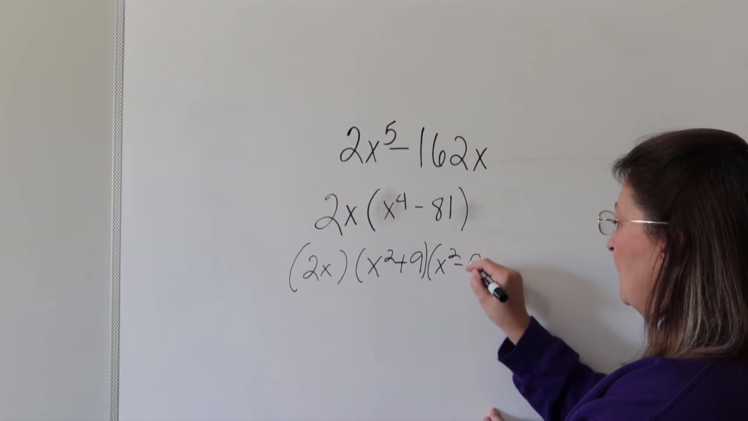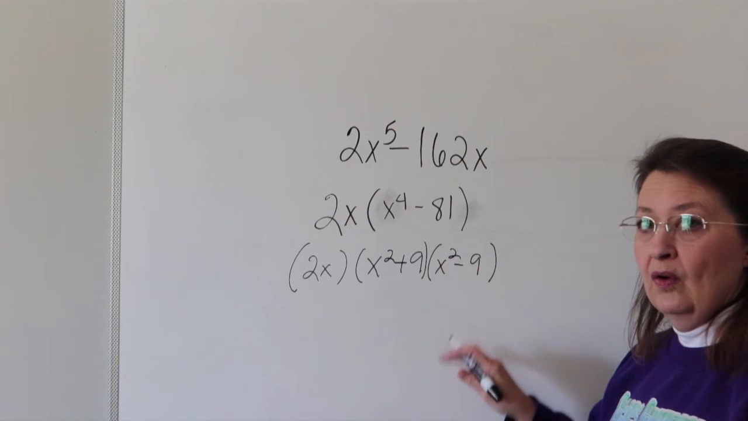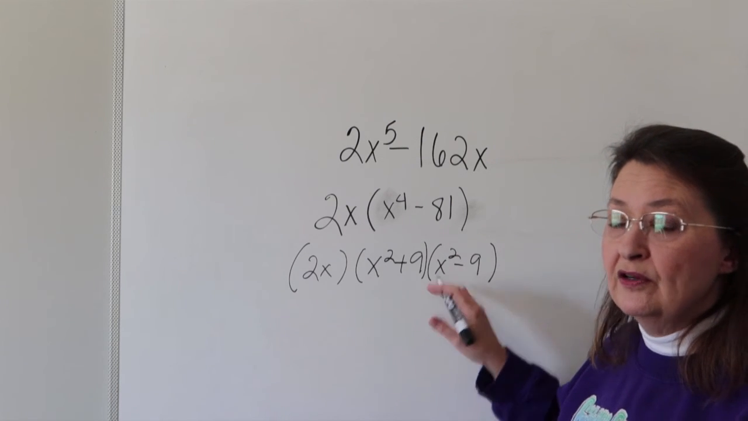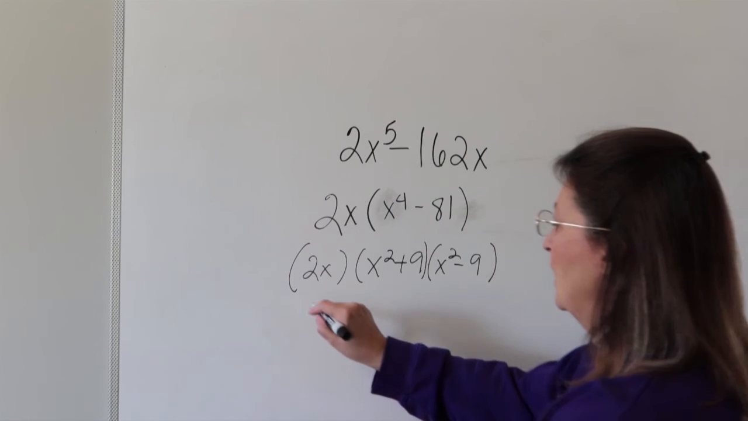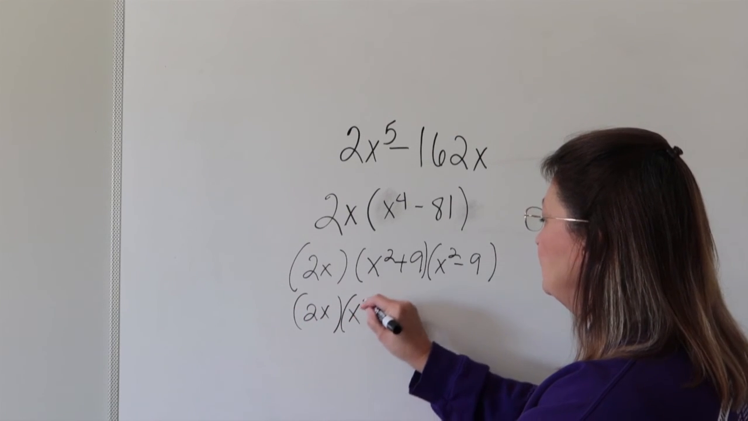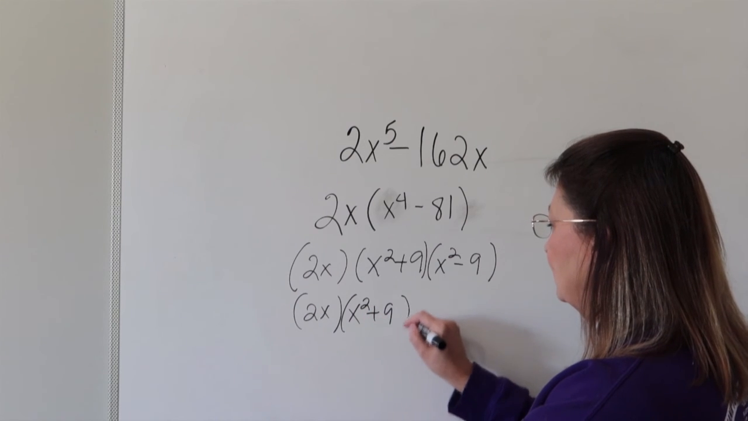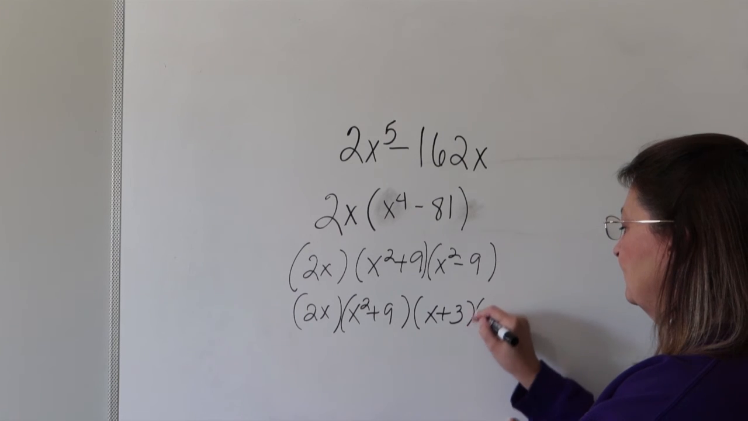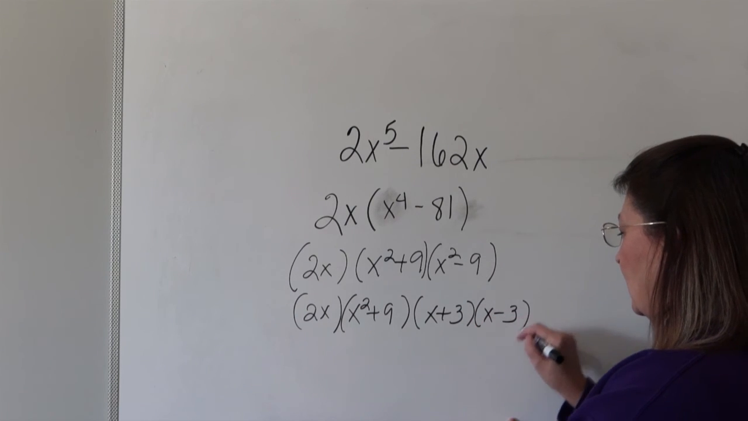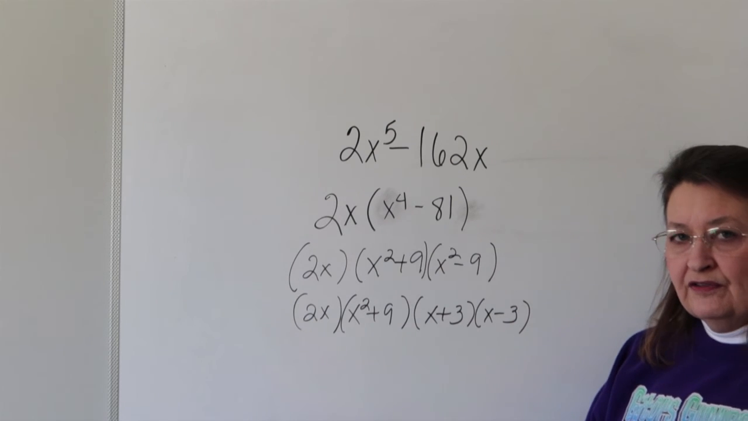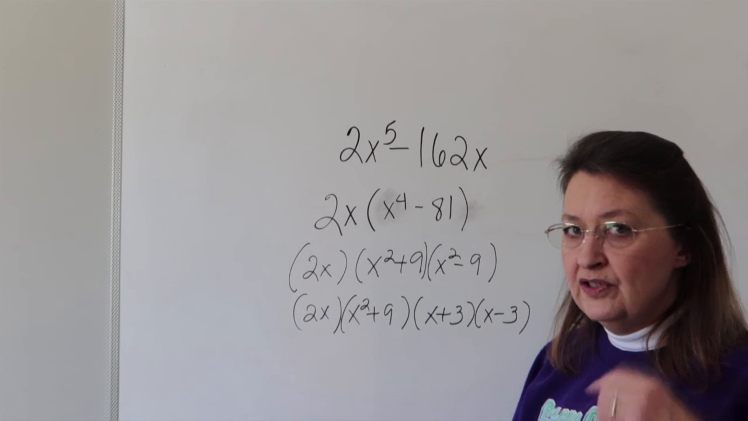Now, what do you see happened here? You still have a difference of two squares, so you have to keep factoring. Don't lose your 2x. Don't lose your x squared plus 9. And then factor this into x plus 3, x minus 3. Okay? That is all there is to factoring the first type, which is a binomial.